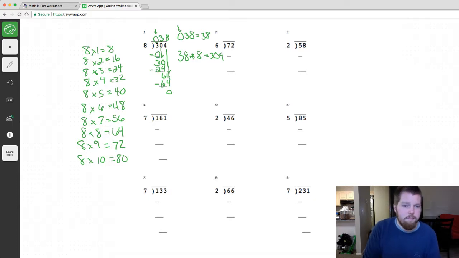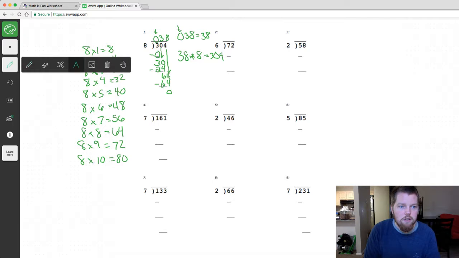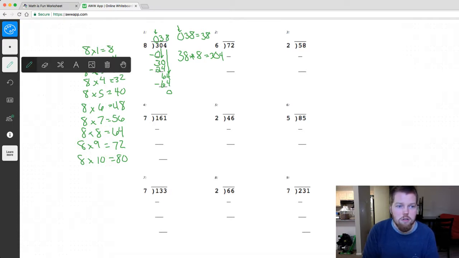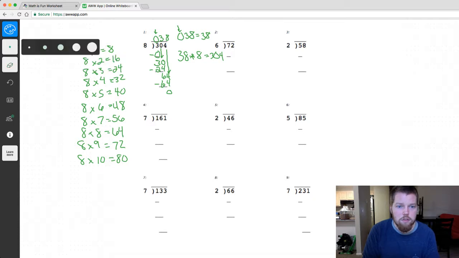All right. Let's get this cleared off. Actually, no, we're going to leave that up. All right, let's switch to a different color for the next problem here. Just erase a little bit of this over here. Oh, it's going to erase that too, huh? We'll just rewrite that part.